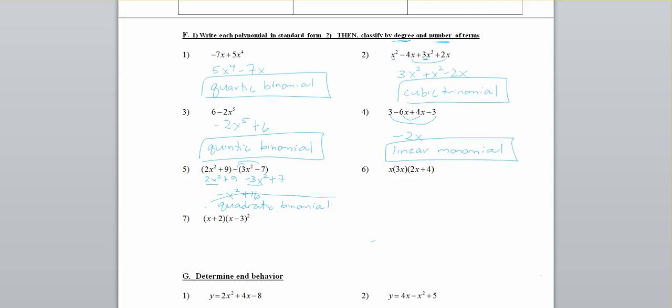Try 6 and 7 on your own, and then come back and see if you got the correct answers. Just press pause in the video and then come back when you're done.